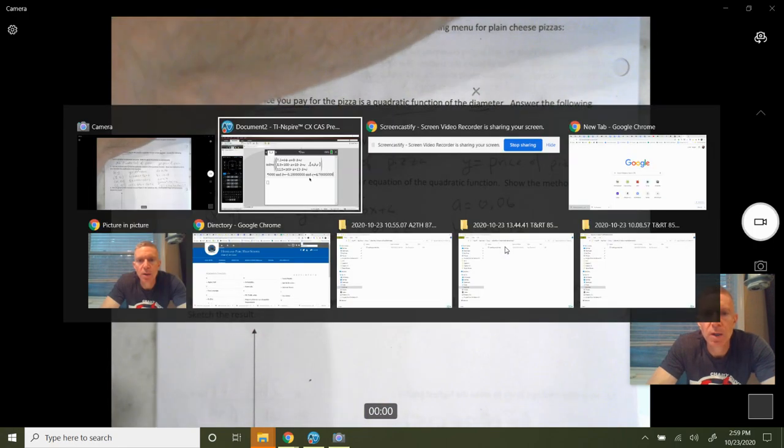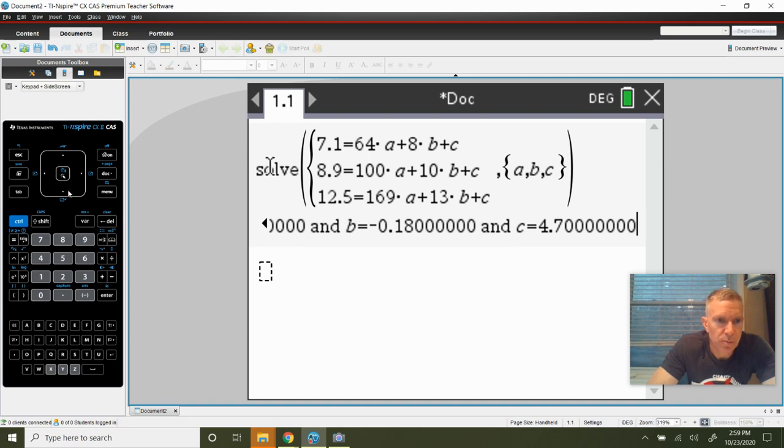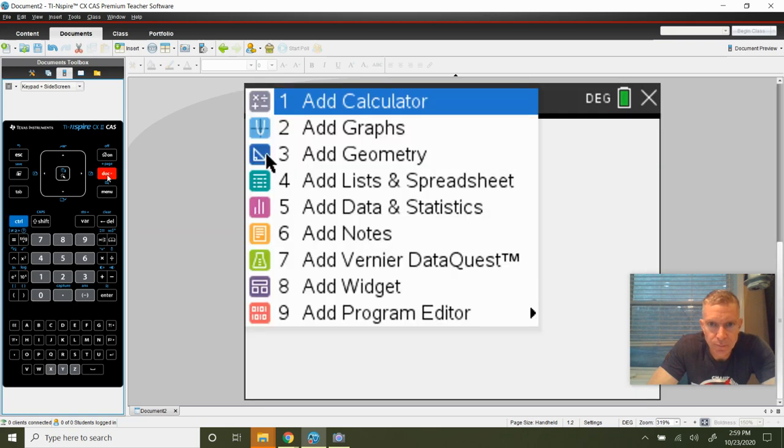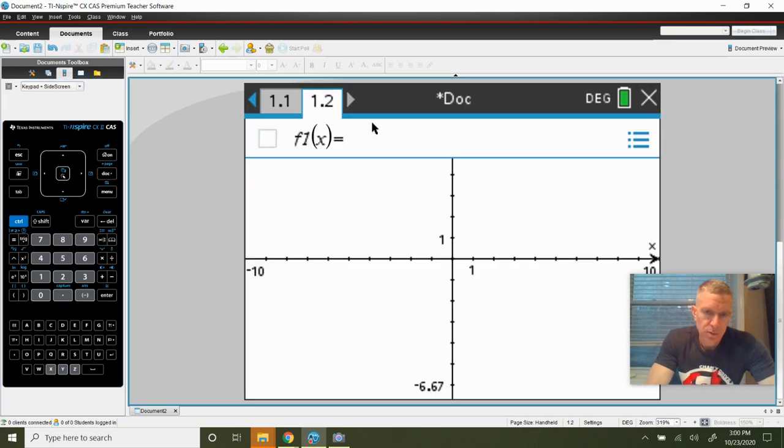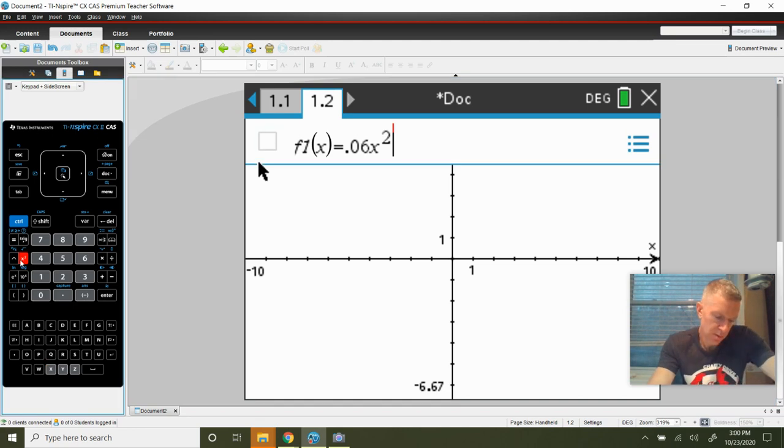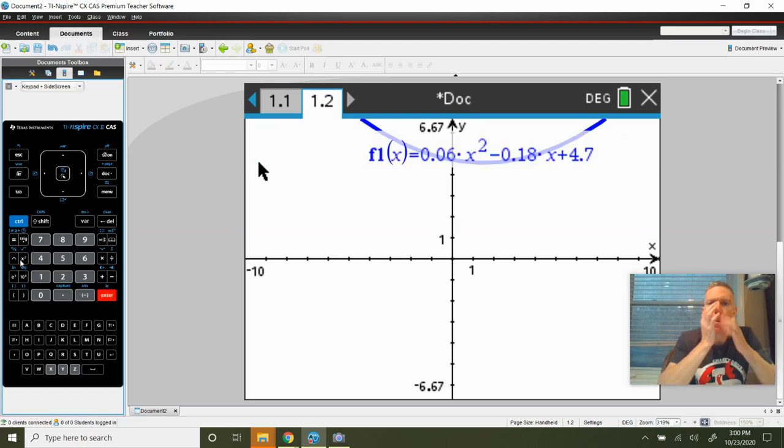Okay, I'm going to go and plug this into here. I'm going to create a new page. Control Doc does a plus page. That graph. So y equals 0.06 x squared minus 0.18x and then plus 4.7. Should I type that in right? Okay. Hit enter. Okay. So this window doesn't make a ton of sense.